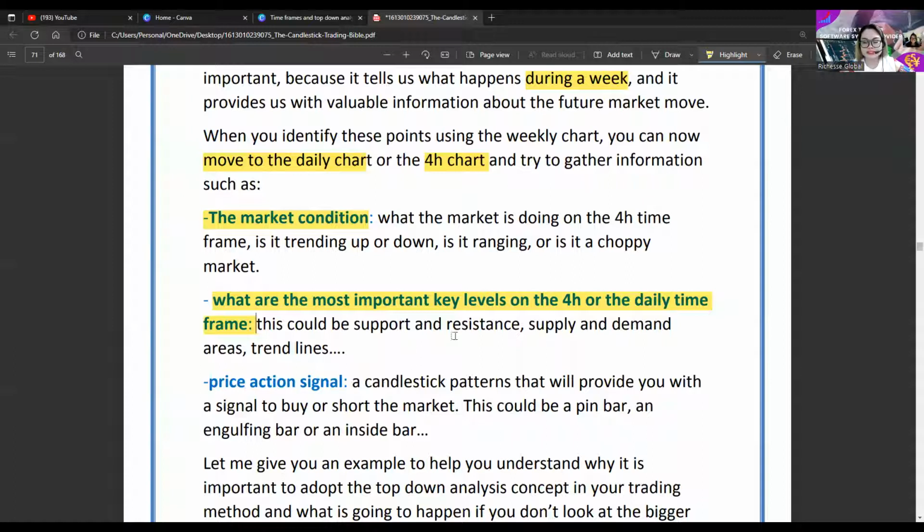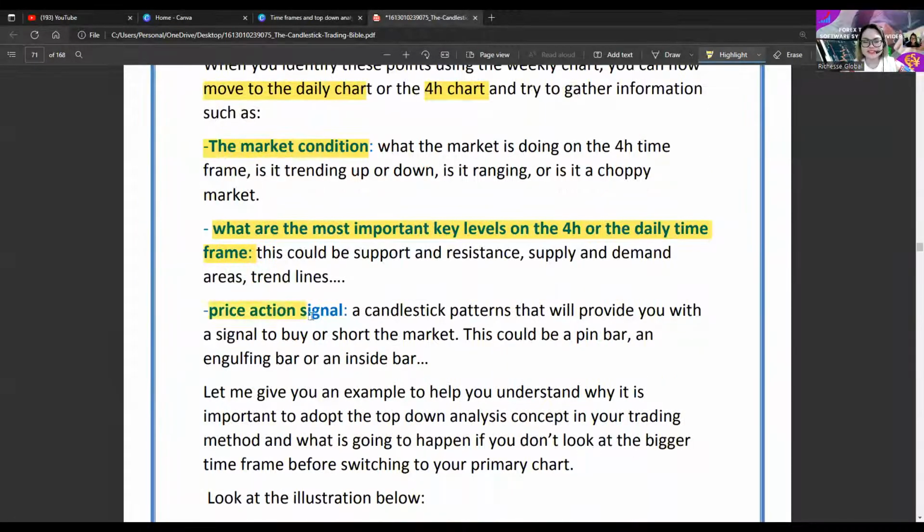This could be the support and resistance, or the supply and demand areas, or the trend lines. Dito natin lalagay yung mga technicals natin. And the price action signals. A candlestick pattern that will provide you with a signal to buy or sell the market. This could be a pin bar, an engulfing bar, or an inside bar. Ito pala yung mga hahanapin natin. Kung gusto nating mag-trade using the price action signals, hahanapin niyo yung pin bar, engulfing, and inside bar. Kailangan ito yung matandaan natin na mga candlestick pattern, kung gusto niyo po dito matuto sa ating price action signals.